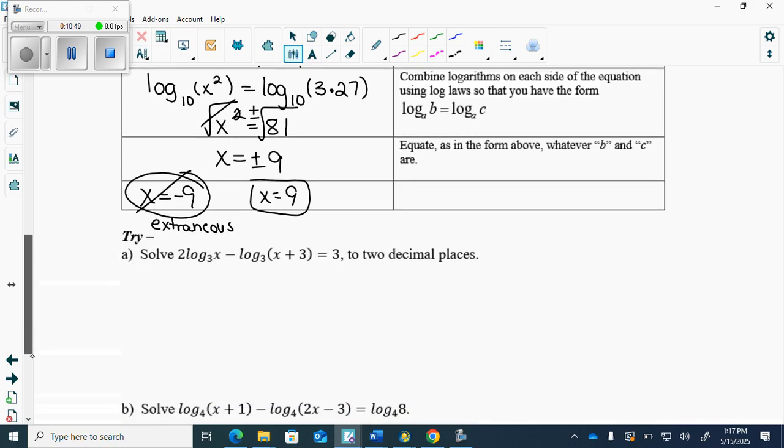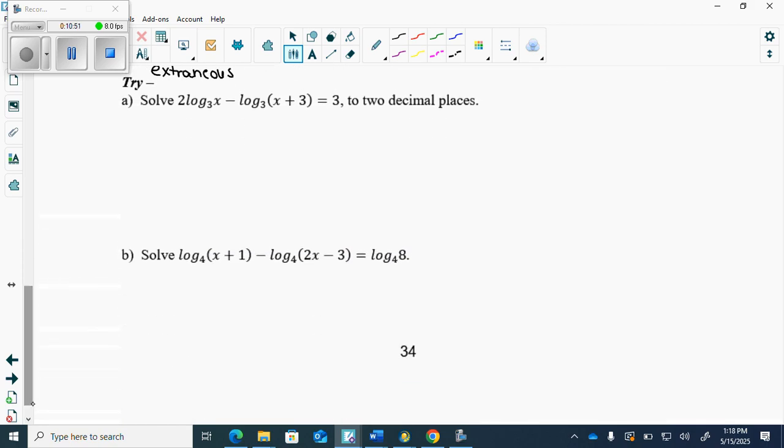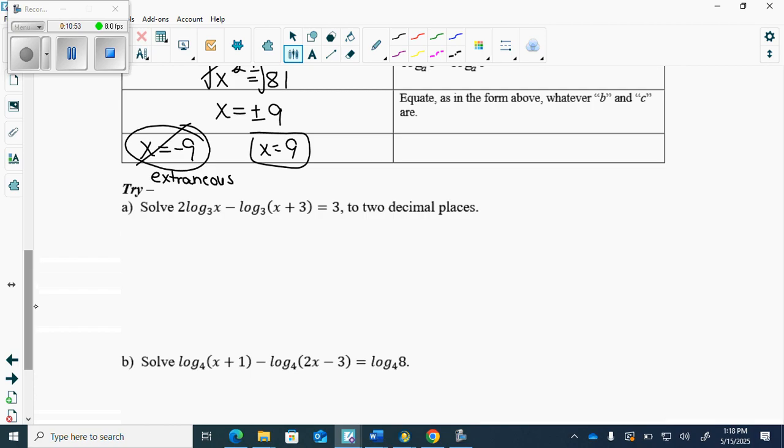Okay, what did these say? They say try. What do you think I want you to do? Try. To point this out, this one is the same as yesterday, correct? This one is the same as today. Good. What's the problem with number 1?